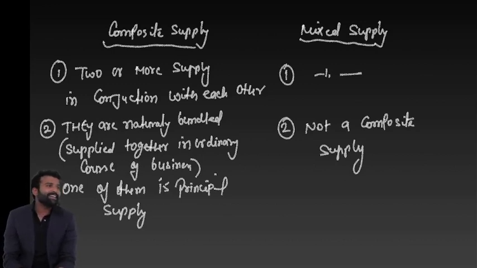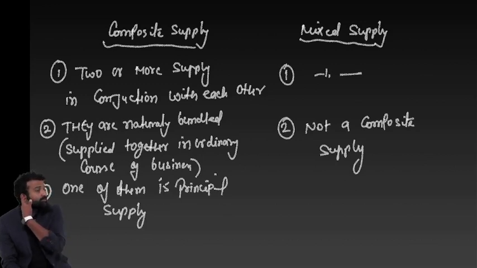Okay. Now tell me, I need an answer from all of you. What will happen in case of composite supply and what will happen in case of mixed supply? Tell me what will happen in case of composite supply. What rate will I choose if my supply is composite? What will happen?